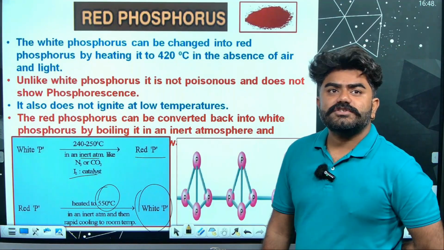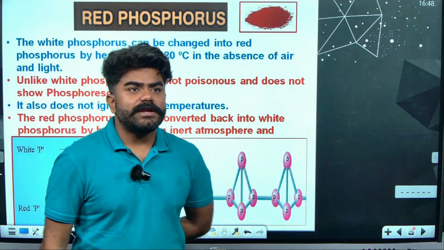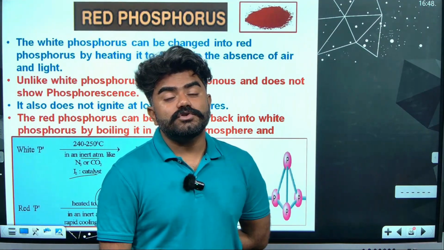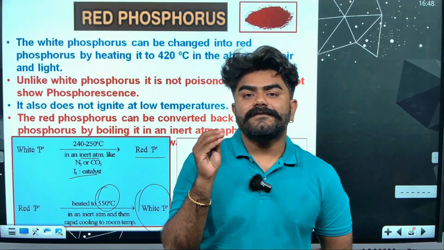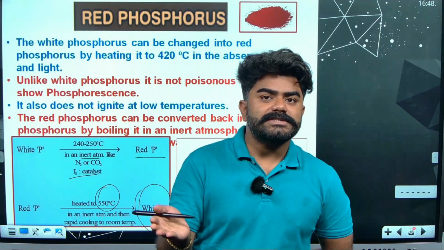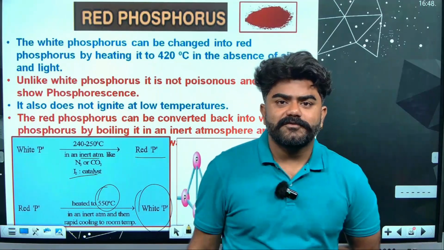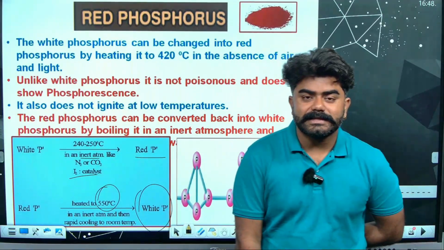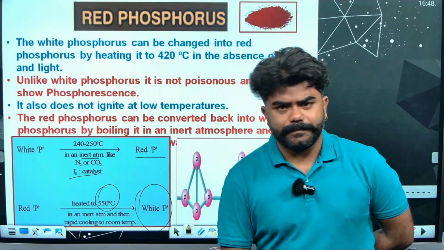And if you look at the nature of red phosphorus, it is not poisonous as that of your white phosphorus, and also it does not show phosphorescence, and it does not have that reactive nature as such of the white phosphorus. எப்படி டக்குன்னு fire catch ஆகிற nature இதுக்கு இல்லை. It does not have a low ignition temperature, hence it does not catch fire.